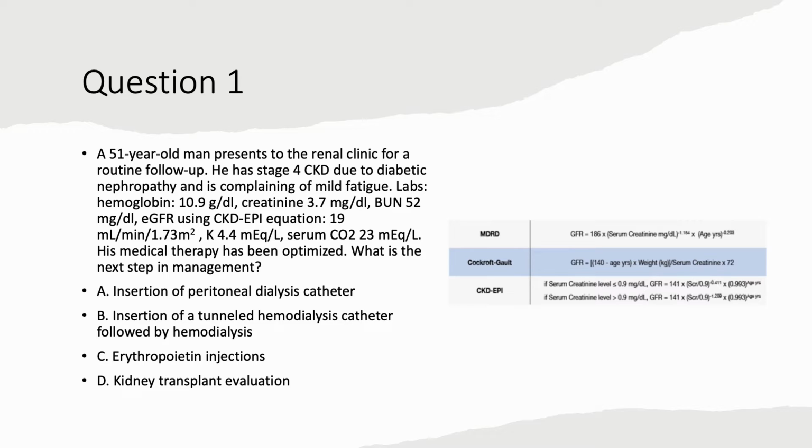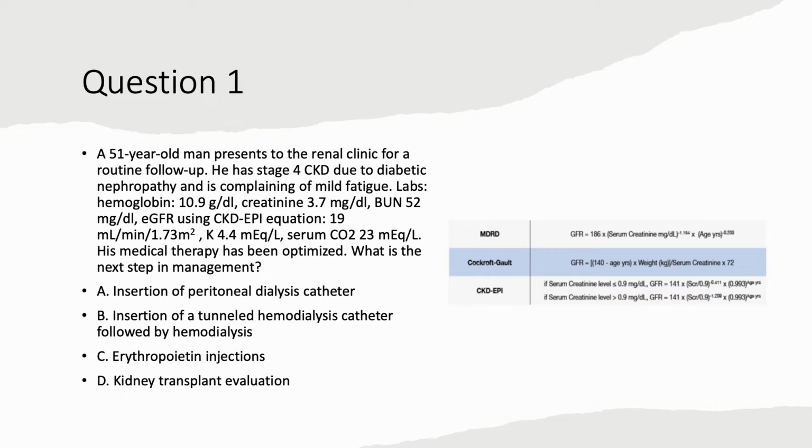Potassium and bicarb are both essentially normal. Medical therapy has been optimized during previous visits. So now, what do we do with this patient who's complaining of mild fatigue? He has stage 4 chronic kidney disease due to diabetic nephropathy. A. Insertion of peritoneal dialysis catheter. B. Insertion of a tunneled hemodialysis catheter followed immediately by hemodialysis. C. Starting erythropoietin injections for anemia management. Or D. Referral for kidney transplant evaluation. The answer will be on the next slide, so you can pause here if you wish.